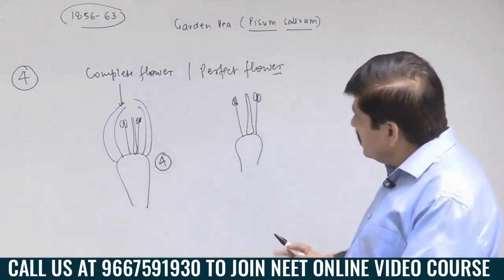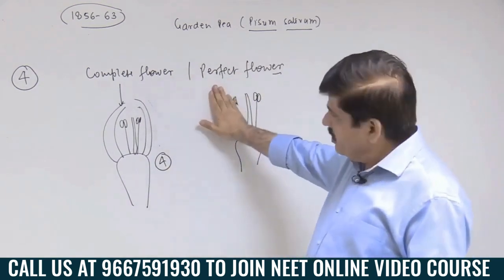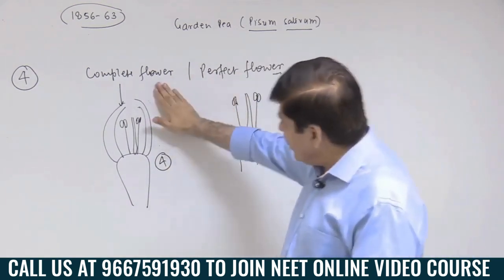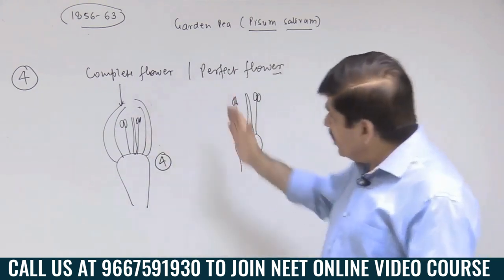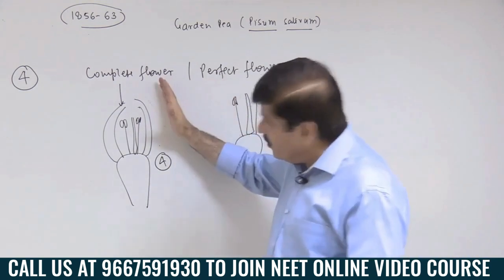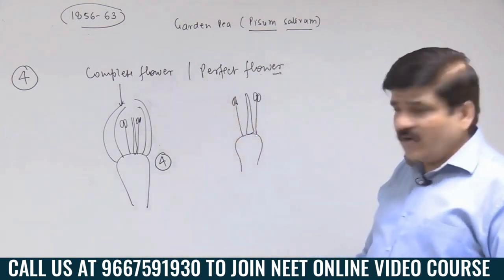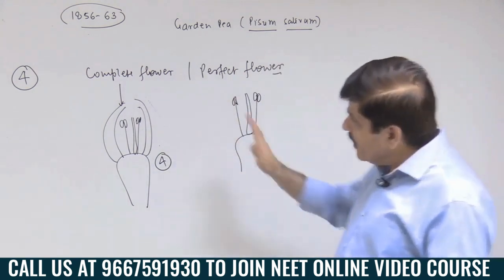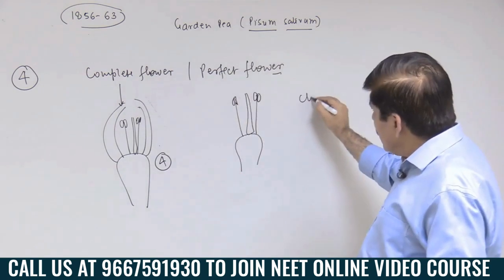Now, which means that a complete flower will definitely be a perfect flower. So you can easily understand a complete flower will be a perfect flower, but the reverse may not be true. It is not necessary that every perfect flower will be a complete flower, but it is true that a complete flower will be a perfect flower, no doubt about it. So Pisum sativum is a complete flower. Number two, it is cleistogamous.